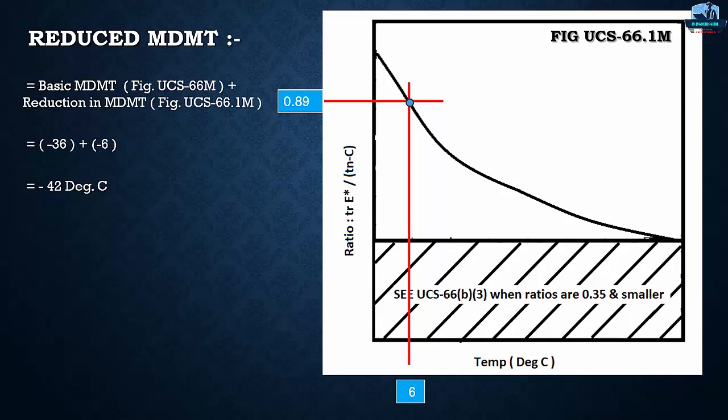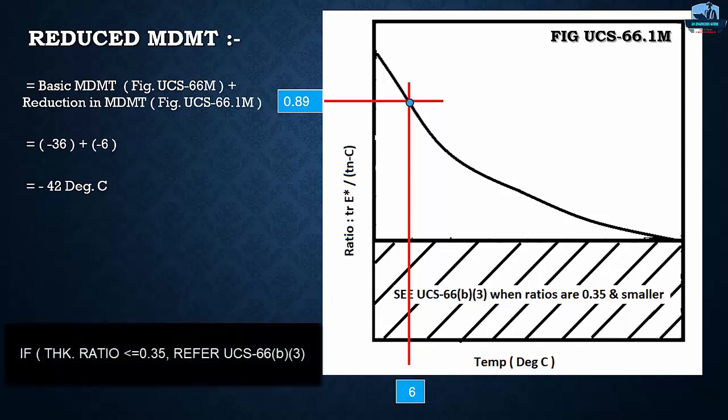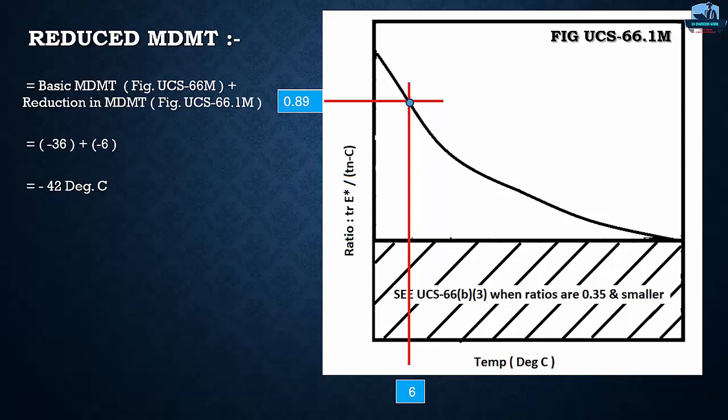If your thickness ratio is less than 0.35, refer to UCS 66(b)(3). This scenario usually occurs when the nominal thickness is significantly higher than the design thickness. Under this condition, the code allows for exemptions from impact testing with a temperature allowance of up to minus 105 degrees Celsius. So I highly recommend you go to the clause UCS 66(b), read that carefully and get your confirmation on this.